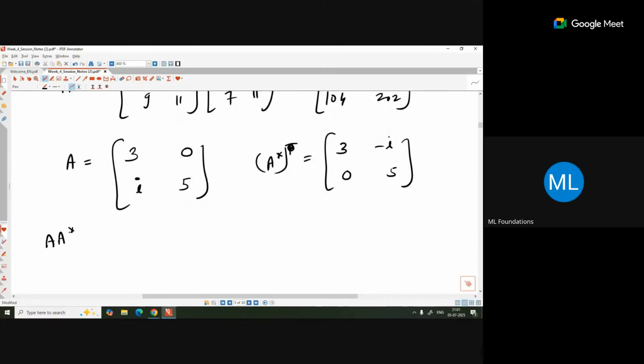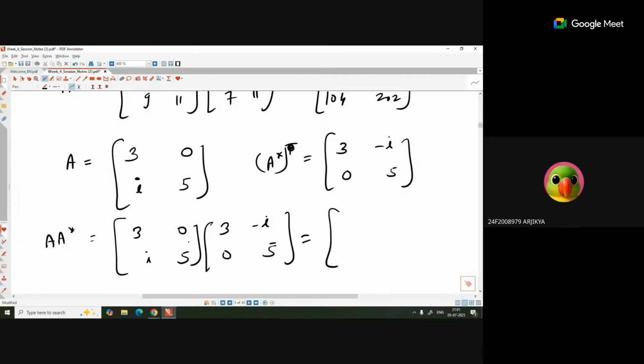But what about A star A? A star A is 3, 0, I, 5, 9, and 3 minus I, 9, 0, minus 5. So it will be 3, 9, and here it is, minus 3 iota. Sorry, not 15. 9 minus 3 iota, 3 iota, and 26.